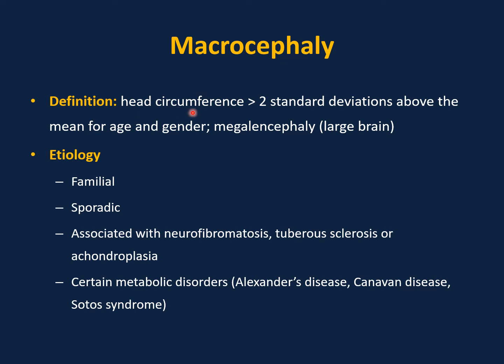Macrocephaly is a head circumference more than 2 standard deviations above the mean for age and gender. Megalencephaly means large brain. Etiology: familial, very important to look at the parents. Sporadic, associated with neurofibromatosis, tuberous sclerosis, and achondroplasia. Certain metabolic disorders, for example Alexander disease, Canavan disease, and Sotos syndrome. This is important.